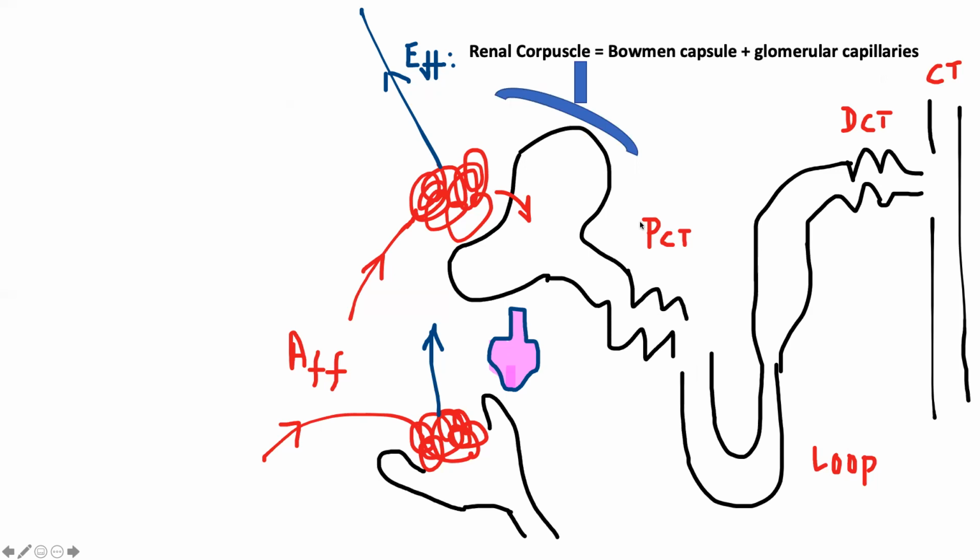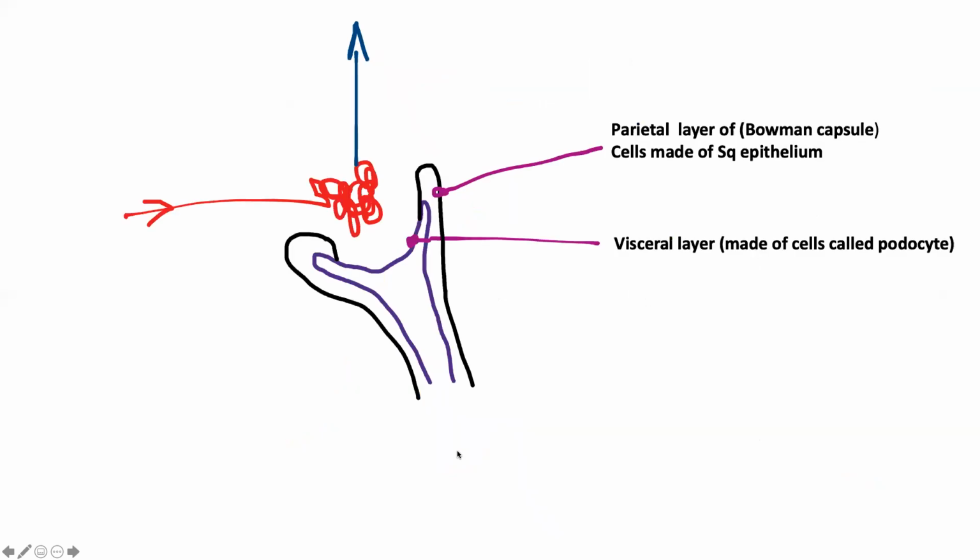The way it forms is that the glomerular capillary is invaginated into the Bowman's capsule. If you look at this Bowman's capsule, the glomerular capillaries push into it, and now we get this. By doing so, we have the parietal layer of the Bowman's capsule, which is made of squamous epithelium.